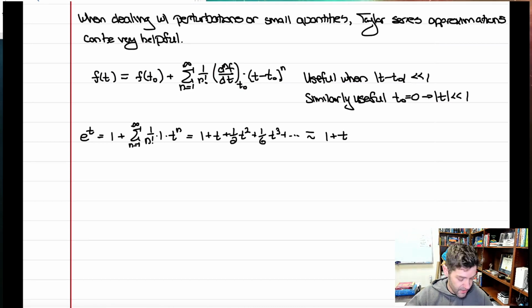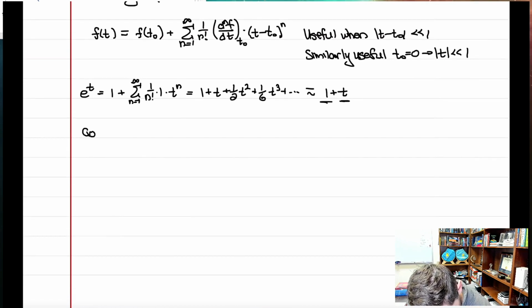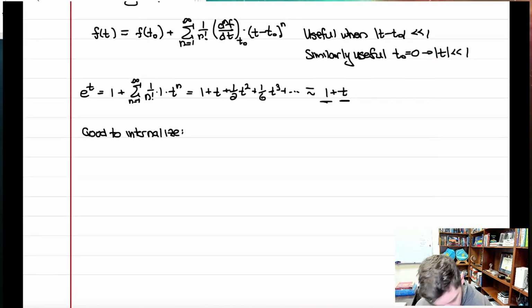Right? Sometimes you don't even care about the first order perturbation. Just if I plug in 0, e to the t is just 1. That's the first term. But then if I let t be small but non-zero, it deviates from 1 by the second term. And that's kind of the leading order approximation. So the Taylor series for the typical functions are good to internalize.